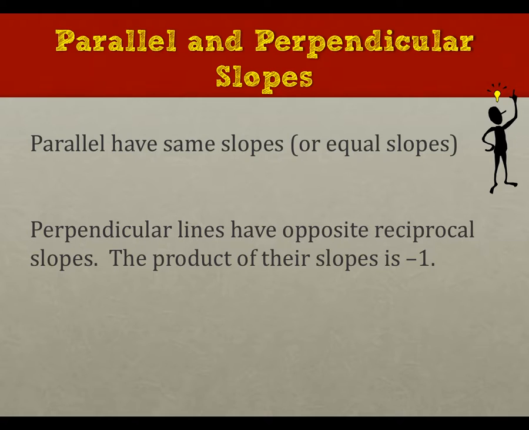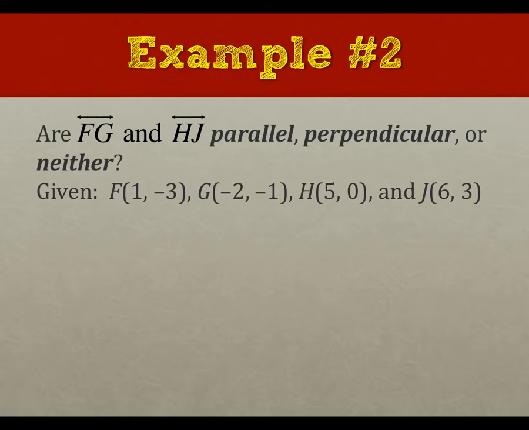So instead of having to recognize whether they're opposite reciprocals of each other, you can multiply them together and see if you get -1. If you do, they're perpendicular. Perpendicular is just a special case of intersecting. They just happen to intersect at a right angle. M1 times M2 equals -1, or M1 is equal to -1 over M2. Same thing.